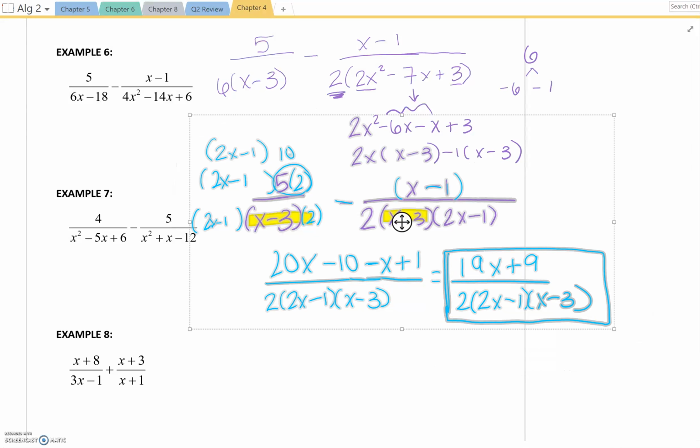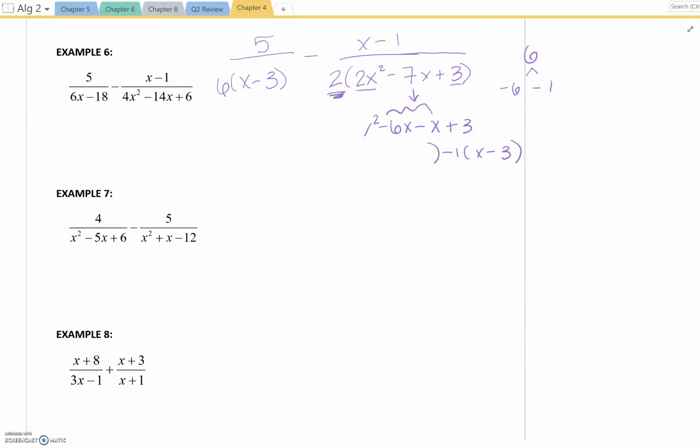All right. Example 7. 4 over. Let's factor this into factors of 6 that would give you 5. So -3, -2, minus 5. Factors of 12 that are 1 away from each other, x plus 4, x minus 3. All right, here we go. They have x minus 3 in common.